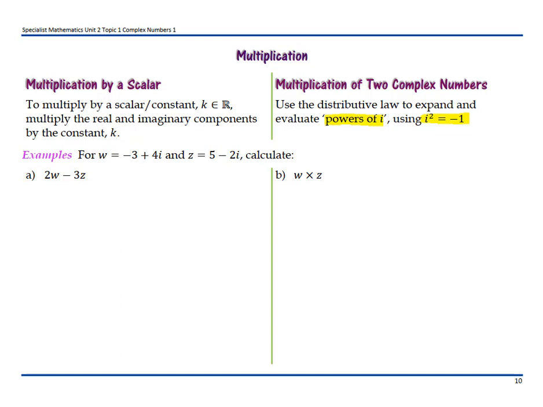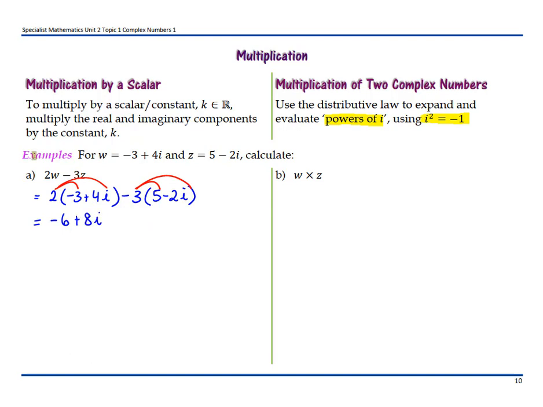For W equals -3 plus 4i and Z equals 5 minus 2i, calculate 2W minus 3Z. So this we've got two lots of -3 plus 4i minus 3 lots of 5 minus 2i. So just like algebra, you expand the brackets. It's no different. So I've got 2 times -3 is -6. 2 times 4 is 8, so that's 8i.